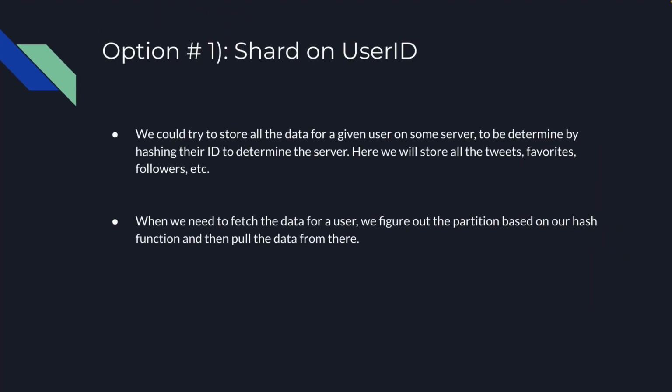So what's option number one? We could shard on the user ID. We could try to store all of the data for a given user on some server, which would be determined by hashing their user ID to determine that server. On that server, we're going to store all of the tweets, favorites, followers, etc. for a given user there, right? That is their partition. That's where all of their data will live.